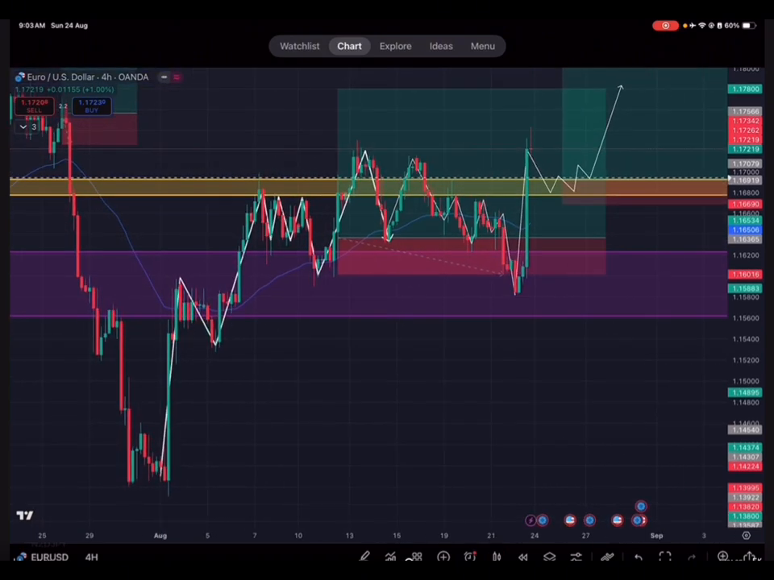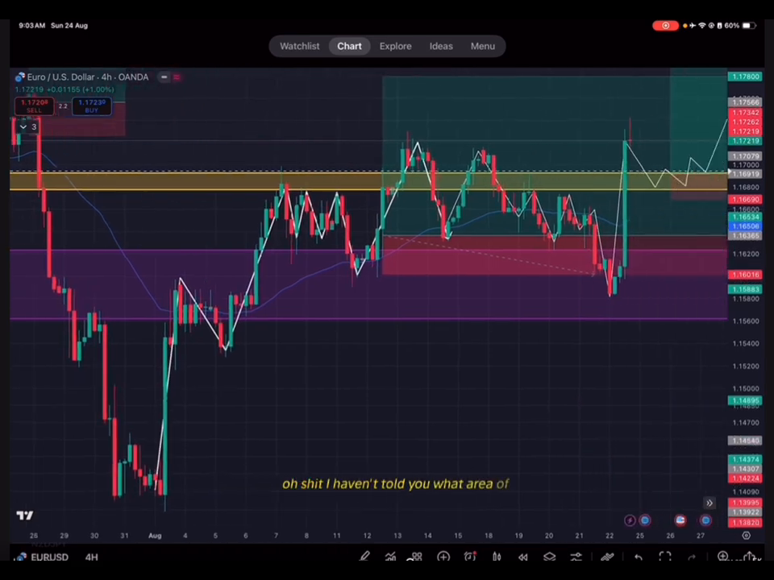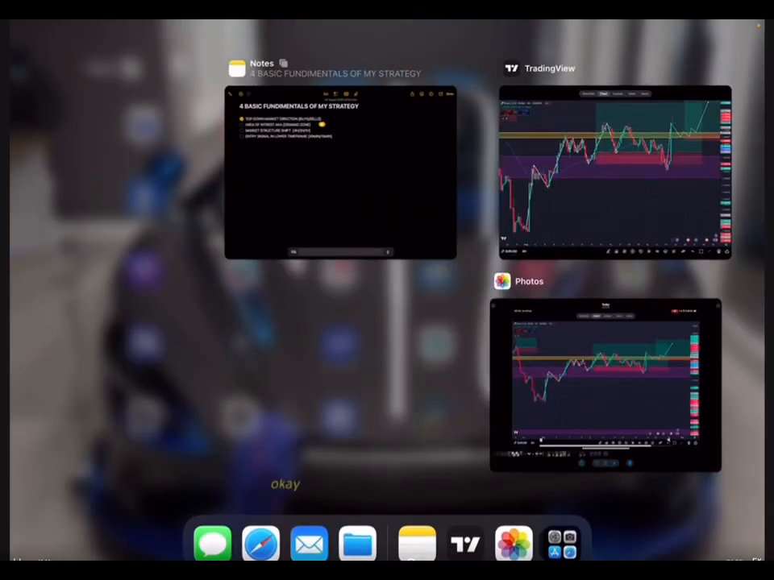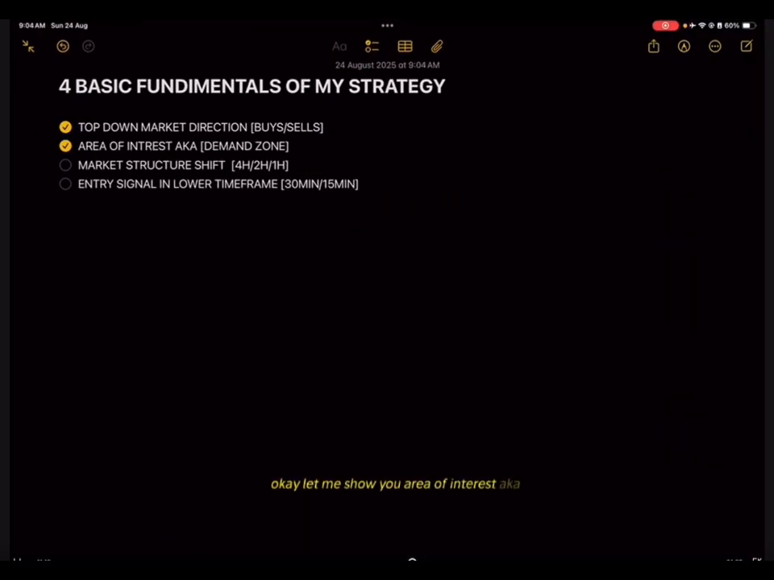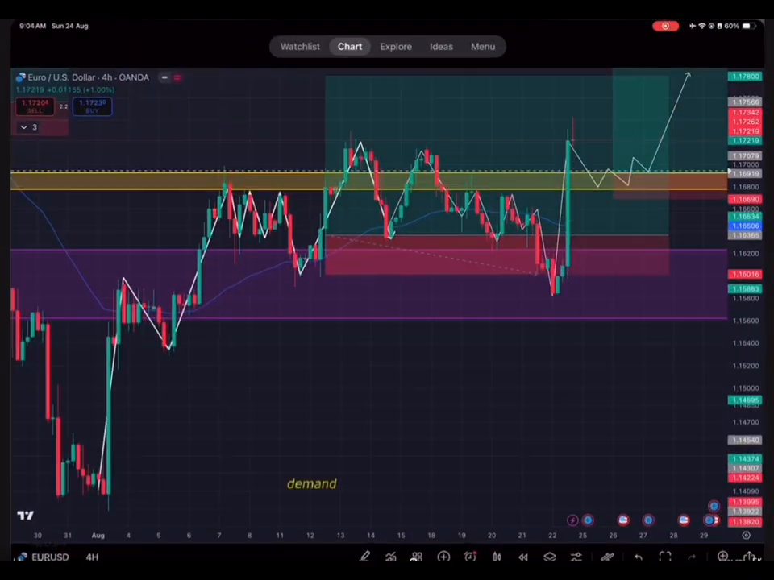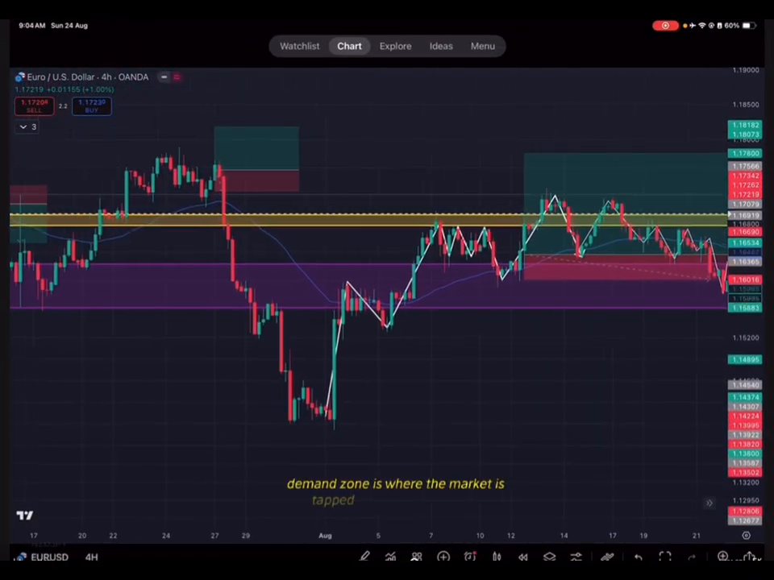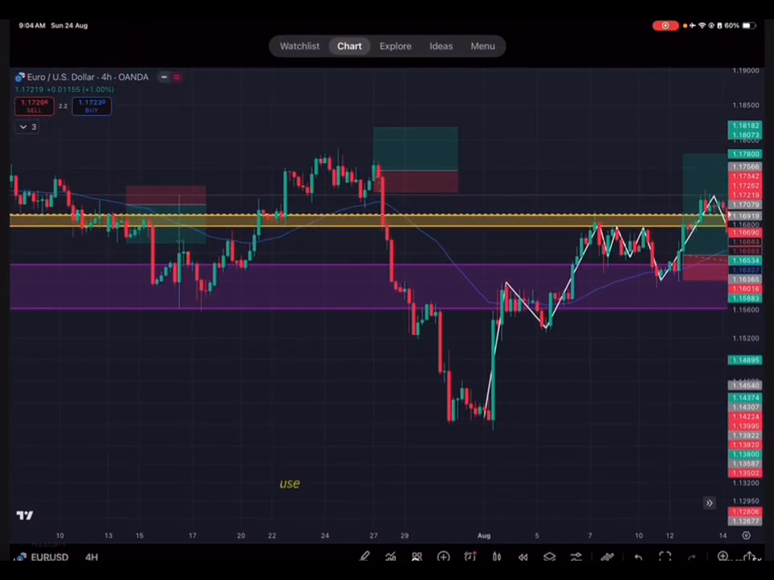Now, oh shit, I haven't told you what area of interest is. I'm so sorry. Okay, let me show you. Area of interest, aka demand zone. A demand zone is where the market has tapped, where the market uses it as a support or resistance for the continuation or reversal pattern.